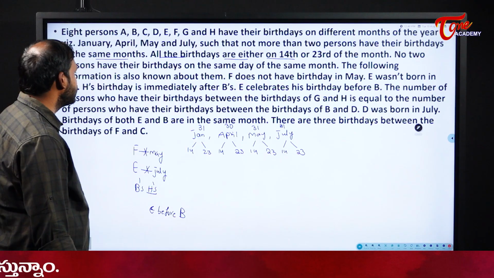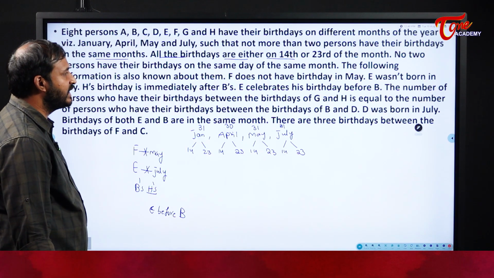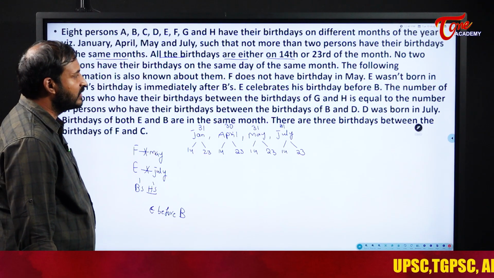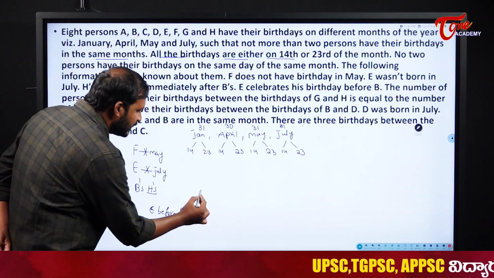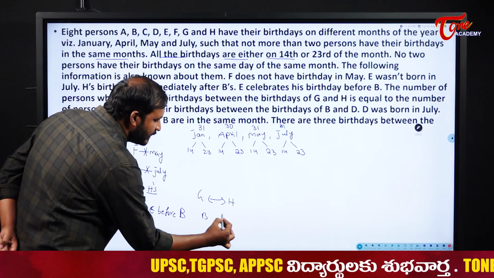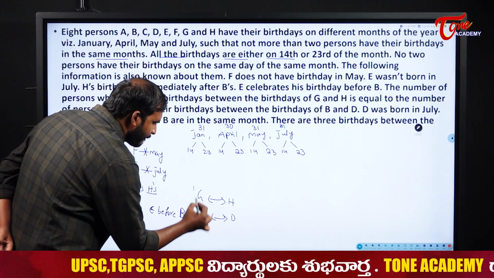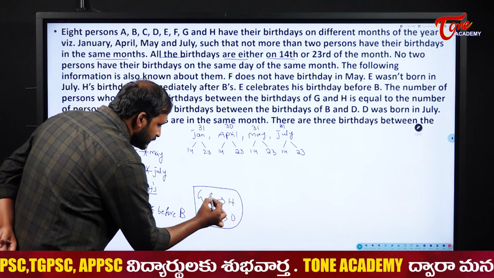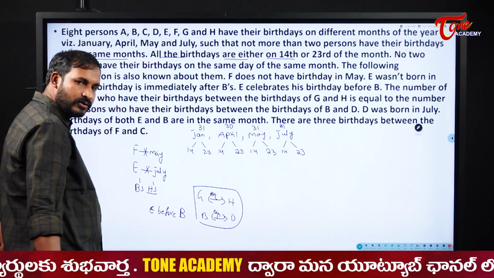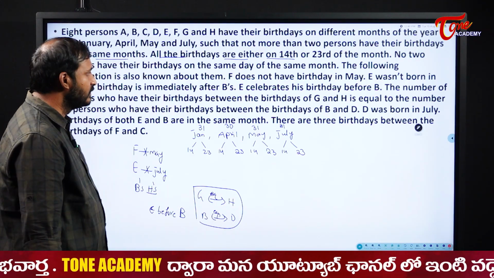The number of persons who have their birthdays between the birthdays of G and H is equal to the number of persons who have birthdays between the birthdays of B and D. Okay. G and H, whatever the distance we will have, the same distance will be there between B and D. That means equal persons here and here. If there are 2 persons here, here we will have 2. If there is 1 person here, 1 person here. Okay.